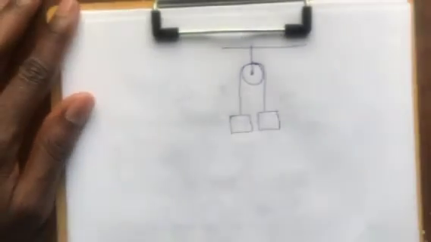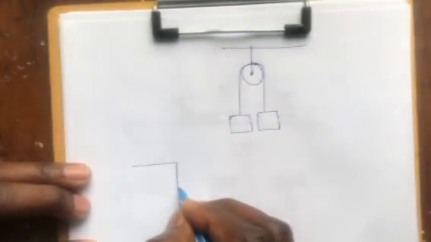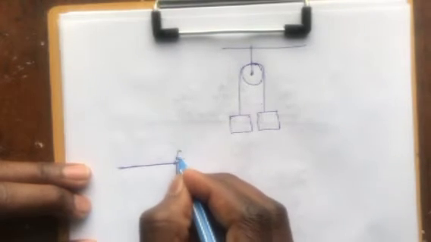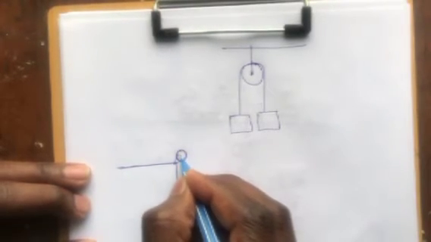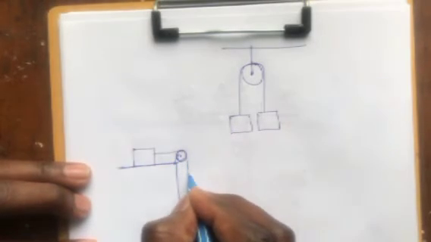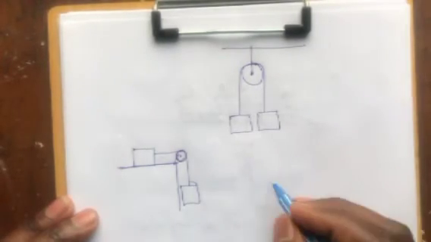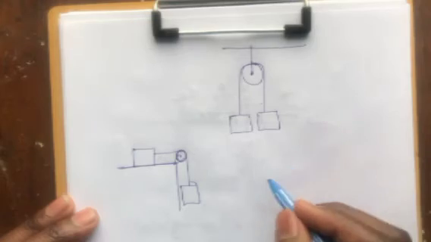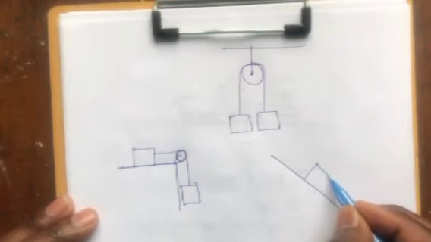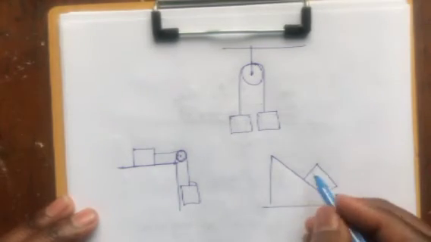Like this is the first system. You can also have a pulley here, then we're going to have the object here, then the other one is going to be hanging like this. We also have another type of this one, which is in a form of this one.